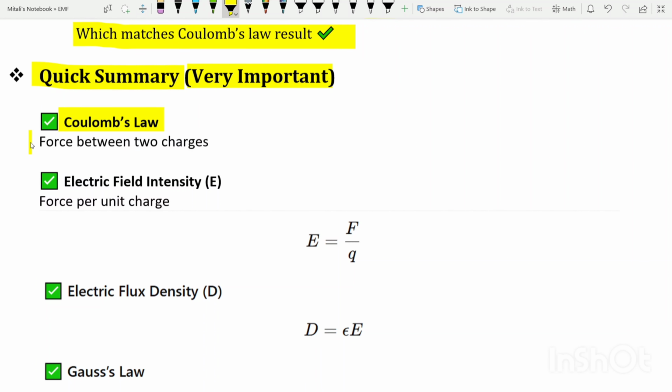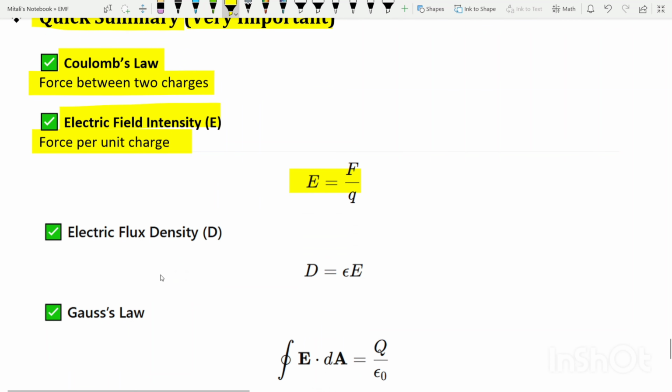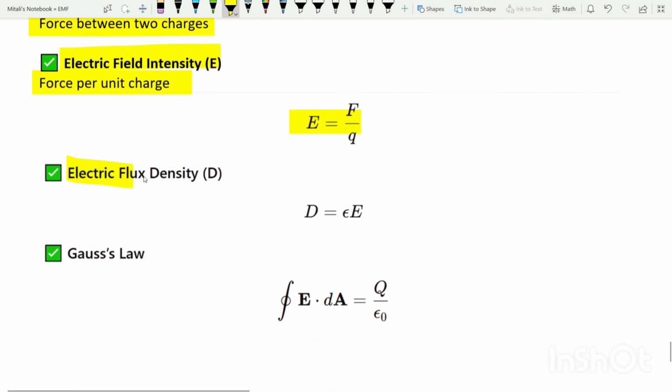Coulomb's law: force between two charges. Then electric field intensity is force per unit charge, E = F/Q. Electric flux density D = εE. Gauss law, closed integral E·dA = Q/ε0.